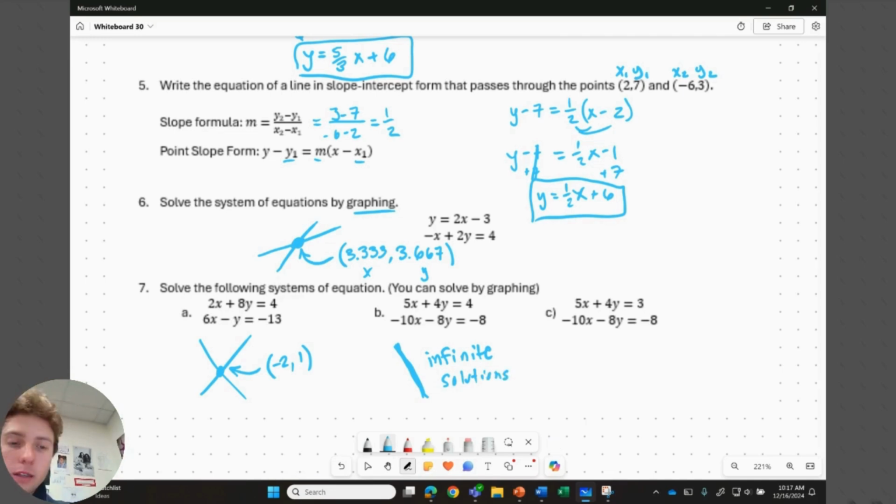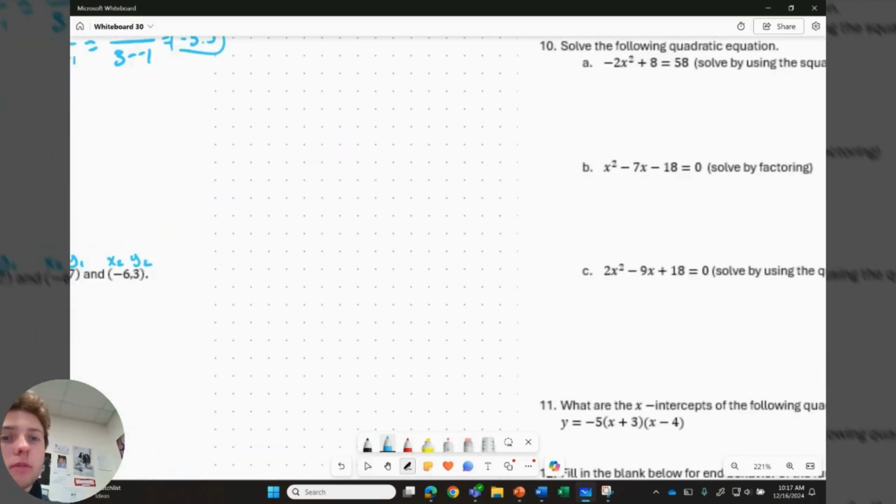And for C, if you were to graph that one, you'd find 2 lines that are next to each other that are parallel. That means there is no solution. These lines will never cross. There's the first 7 problems for you. Let's keep moving on to another few.